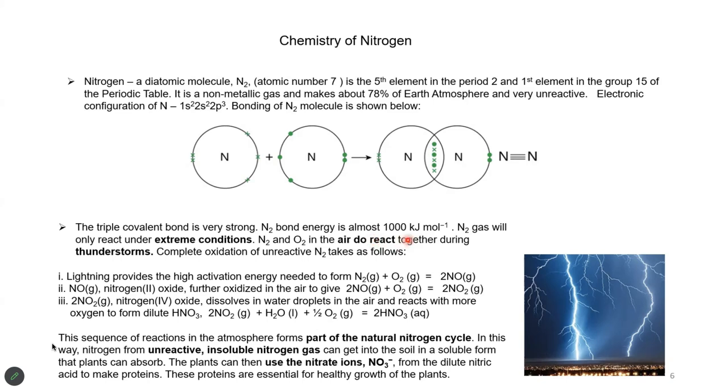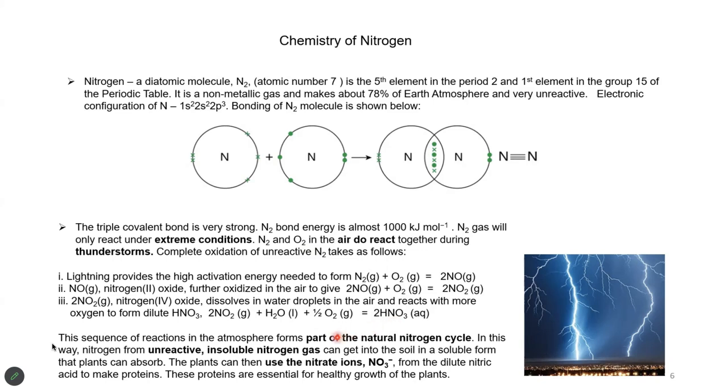But though it is unreactive, in extreme conditions nitrogen reacts with oxygen. In the upper atmosphere, due to thunderstorms, this unreactive nitrogen reacts with oxygen, forming nitrogen oxides. First it forms nitrogen(II) oxide, and then by further oxidation it forms nitrogen(IV) oxide. In the water droplets in the atmosphere, it reacts with water and forms nitric acid.